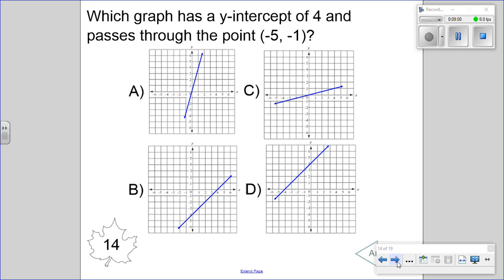Number 14, which graph has a y-intercept of 4 and passes through the point -5, -1? So let's check for the y-intercept first and see what choices we can eliminate, and then we'll go back and look for this ordered pair. So remember, the y-intercept is the point where the y-axis and your line meet. So where the y-axis and the blue line cross, where they intercept.